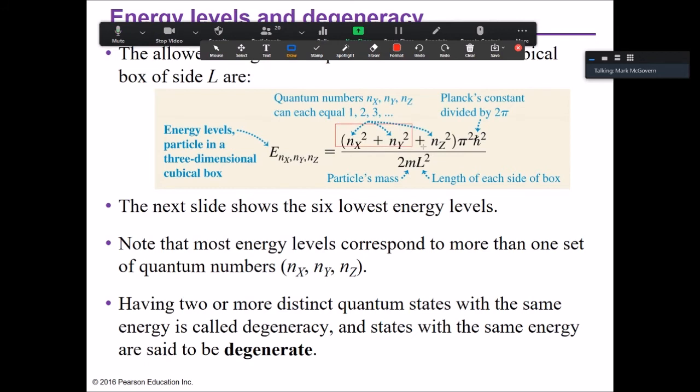It's this part right here, the nx squared plus ny squared plus nz squared. If you can cook up integers to equal a certain number, and then you have another set of integers that come up with the same number, well, there would be degeneracy there. So that's the idea.